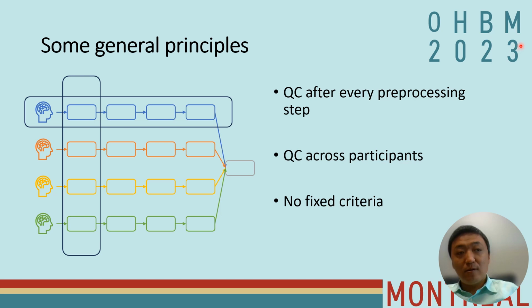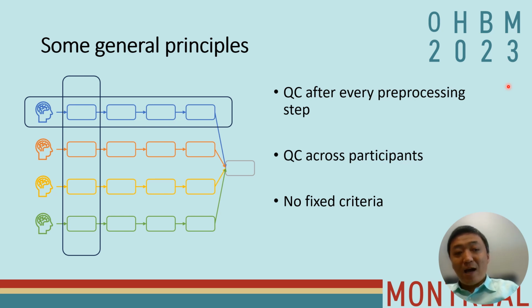It is very important to consider what the common factors are that may give rise to bad outputs, so that we may need to change the settings and start over this preprocessing step. And also, we need to consider the distributions of some outputs to determine some criteria, for example, head motion. This brings to the third point, that we really need to consider the whole distributions across subjects to determine some of the thresholds, for example, to remove subjects.